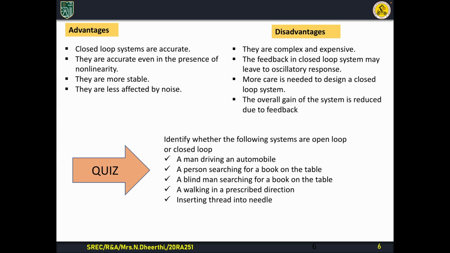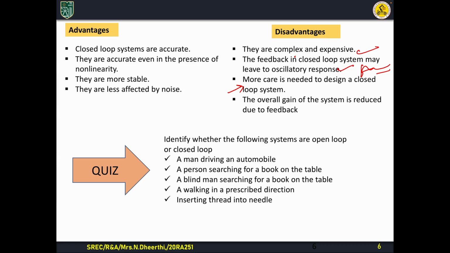The disadvantage is that the system is more complex when compared to an open loop system. Since you need an error detector to detect an error, it has to process a feedback signal and an input signal, so the system construction becomes complex and expensive. Also, in many closed loop systems, feedback may lead to an oscillatory response. You don't get an exact response. So when you are designing a closed loop control system, you should be more careful about how it is processing.